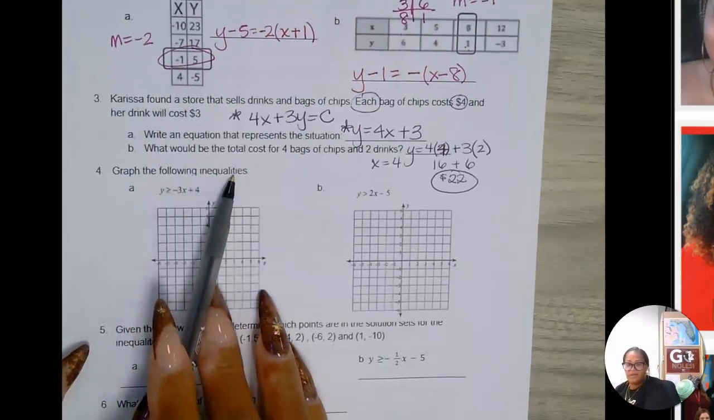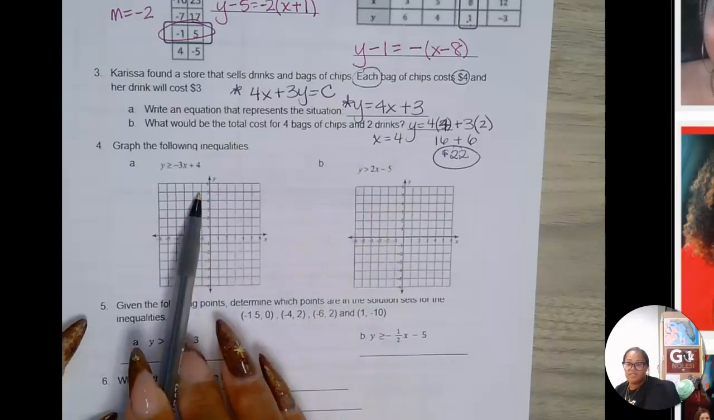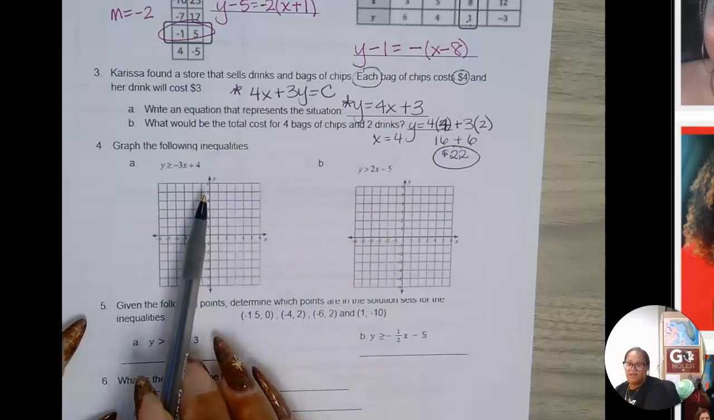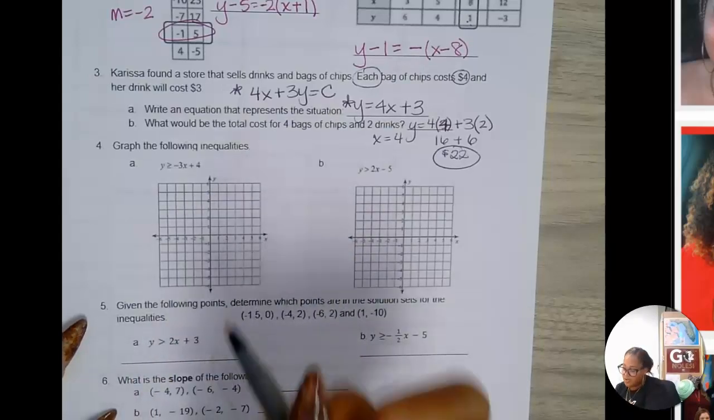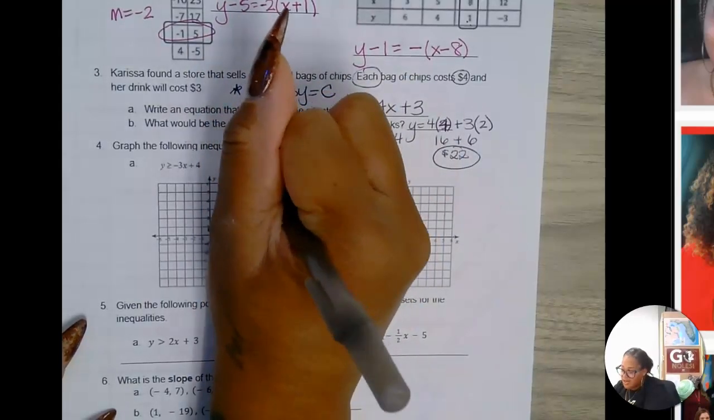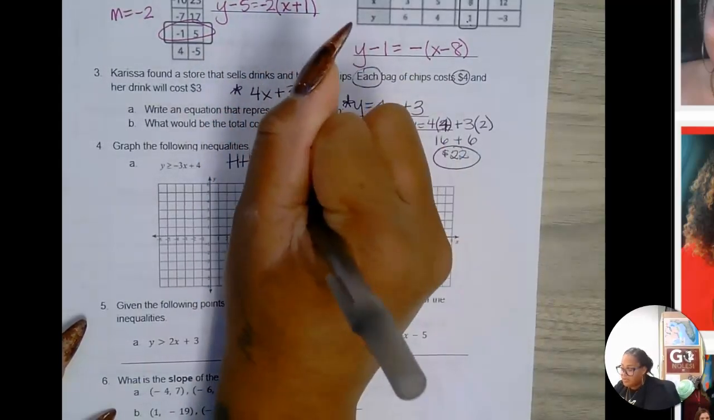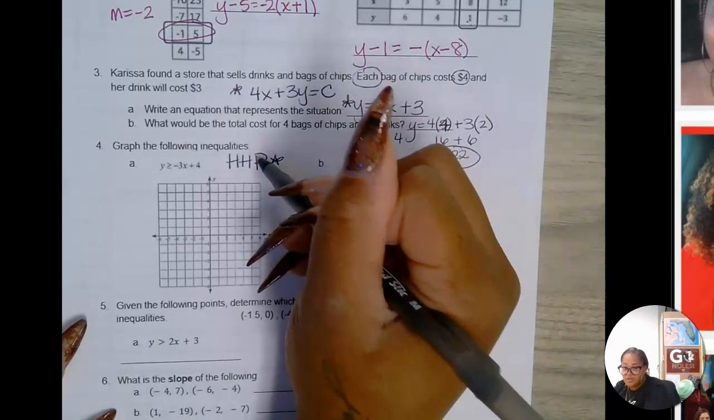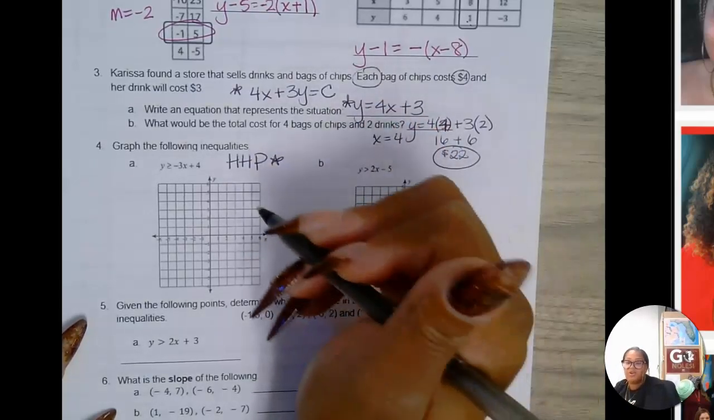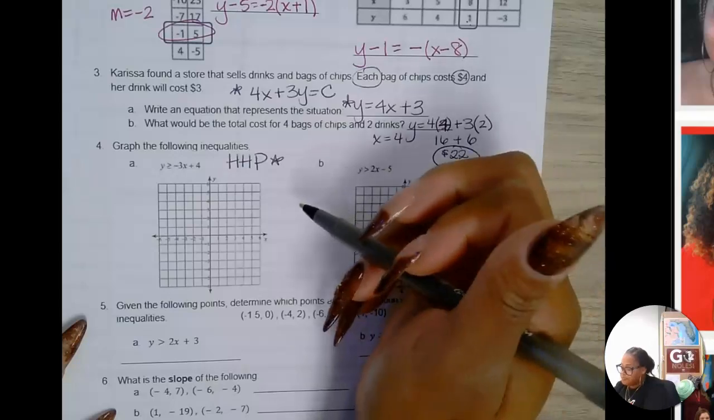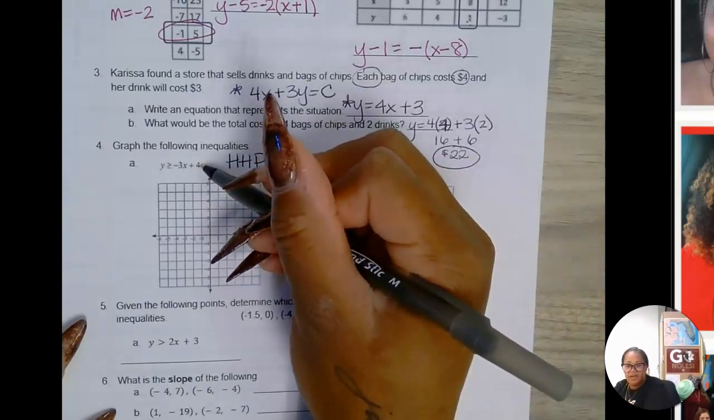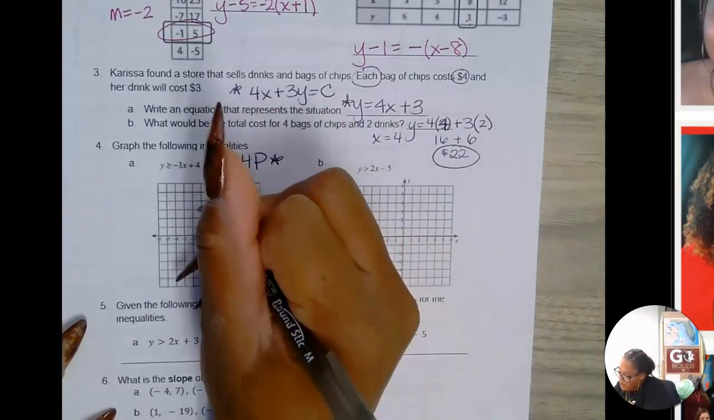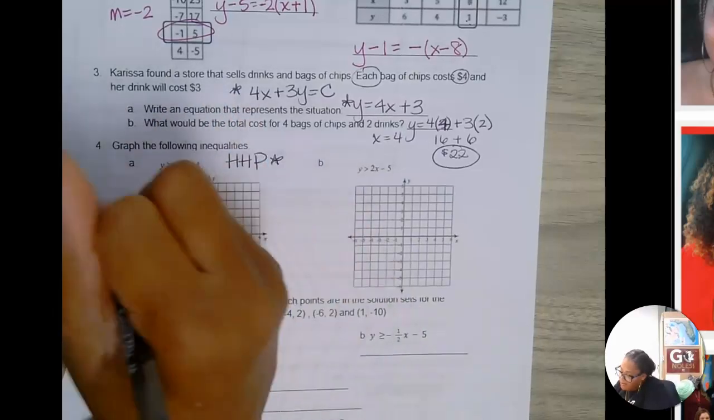Alright, it says graph the following inequalities. This is the question that we missed the most on the CFA. We have to pay close attention to this. This was also IXL lesson HHP. So if you feel like you need more practice, go redo IXL lesson HHP or go get to 100. So we start with the y-intercept, which is 4. So I'll go right here.